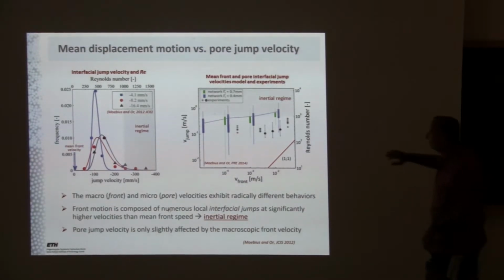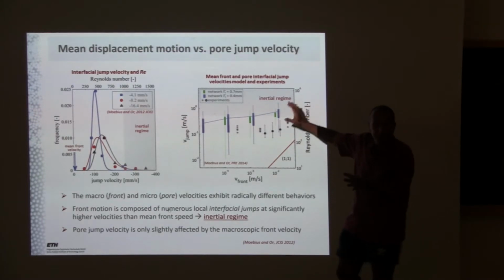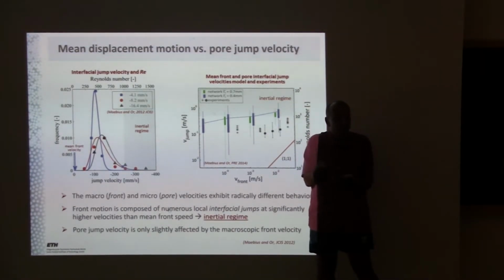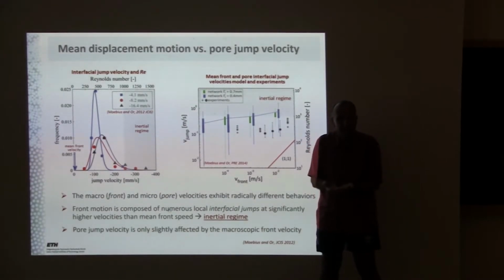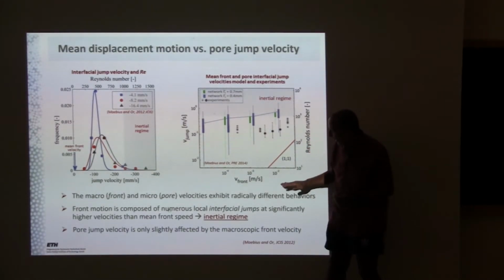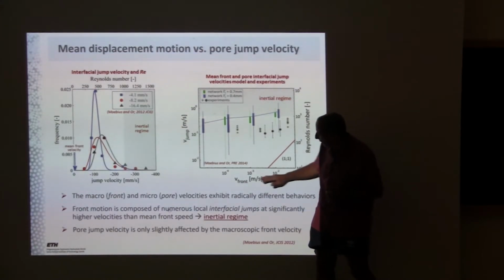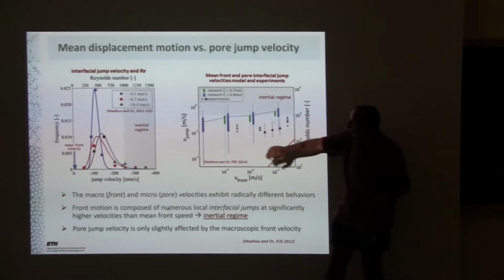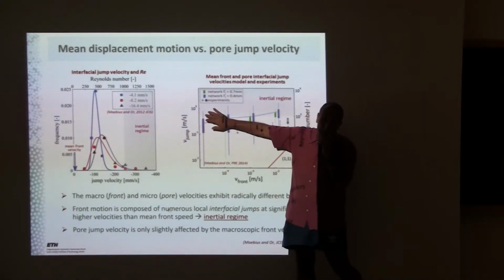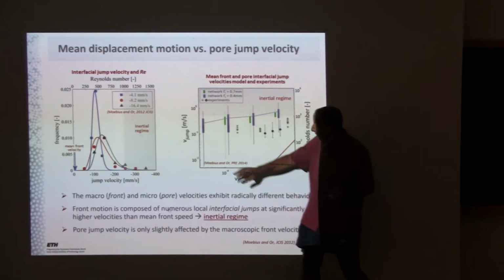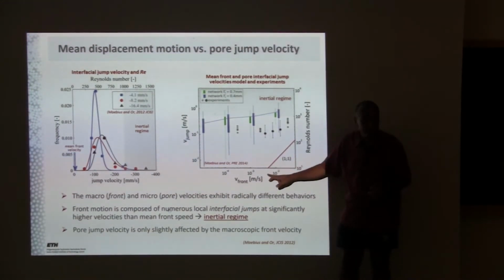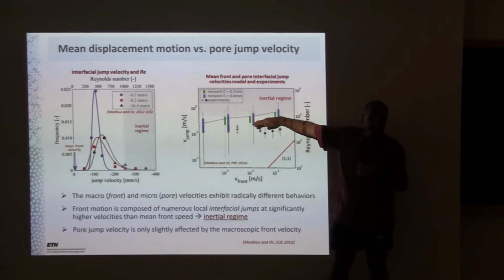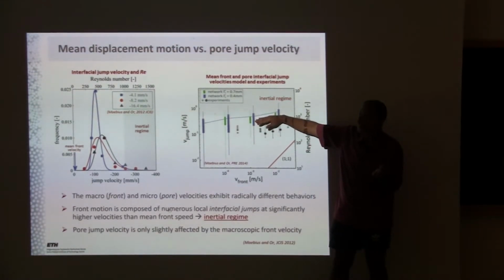So one of the things that you recognize, sorry for this complicated figure, what we have here is a bunch of experiments in which we displace air with water, where we plot the macroscopic velocity of the front versus the individual velocities of the jumps that took place at the front. This will be the one-to-one line if these two matched. But what you see is that the velocities at the interfaces are much higher.